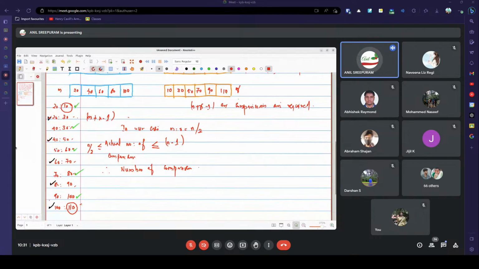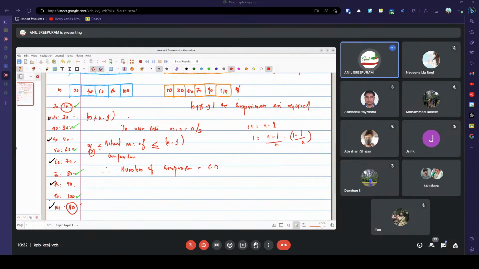Therefore, the number of comparisons is equal to some C times n. I don't know what C is; it depends on the actual array. C times n, where C is equal to 1 by 2 if it is the best case. If it's the worst case, then Cn equals n minus 1, so C equals n minus 1 by n, that is 1 minus 1 by n. That will be C. That means it's always order of n.